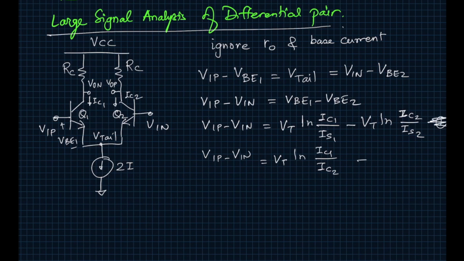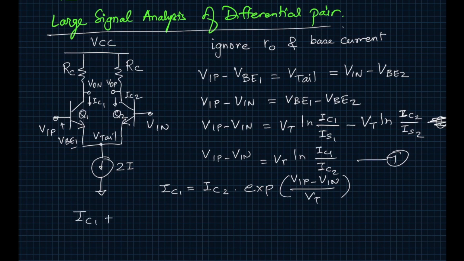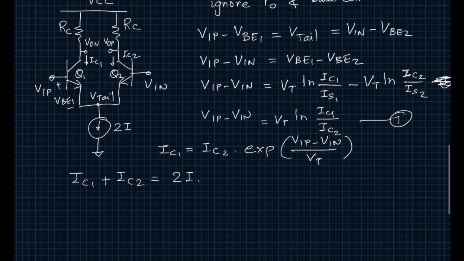Let me write this as our equation number 1, and from this you can also write IC1 is equal to IC2 times exponential of VIP minus VIN divided by VT. So this is one equation that we have. The other equation we have is IC1 plus IC2 is equal to 2 times I, which is equation number 2. So let's solve it further.